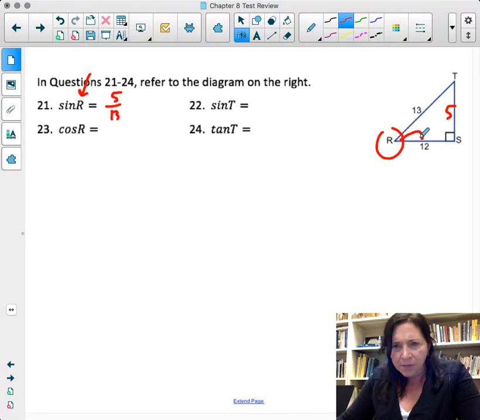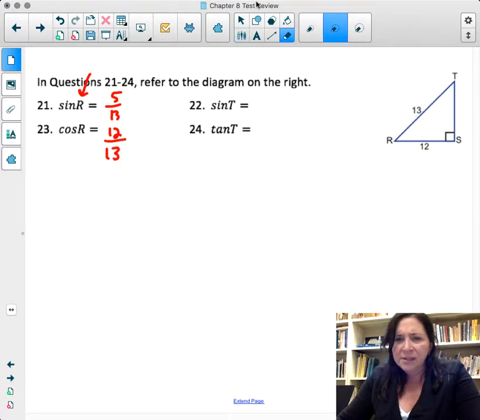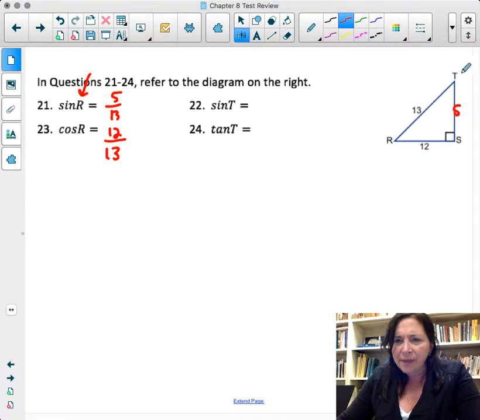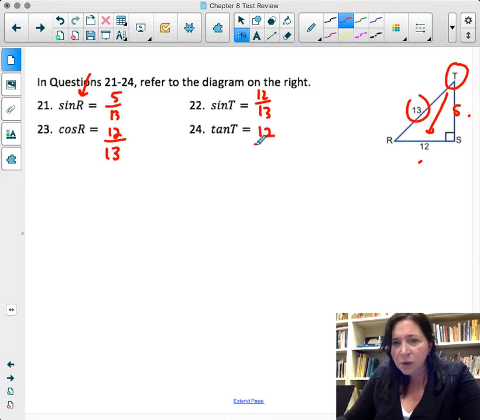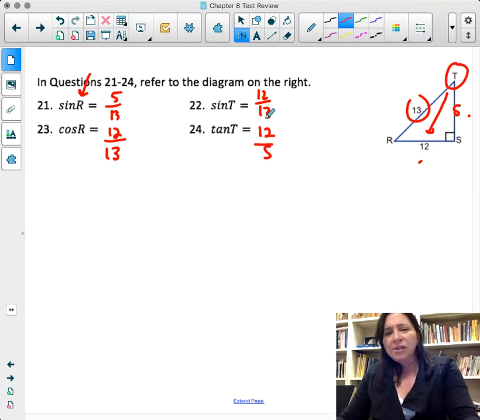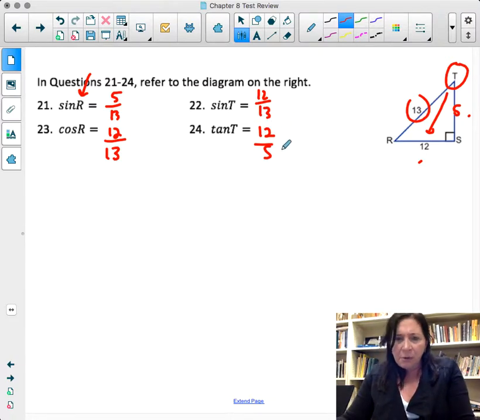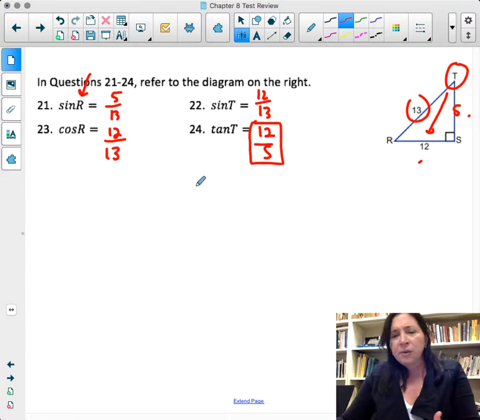Cosine of r would be adjacent over hypotenuse, so that would be 12 over 13. Now, to find the other side, yours says t. So this is still 5, but now I'm here. Sine, again, is opposite over hypotenuse, so that's 12 over 13. And tangent is opposite over adjacent, so that's going to be 12 over 5. Again, I just want to stress, this is an improper fraction. Leave it alone. That's your answer. Do not change that into a mixed fraction, okay?